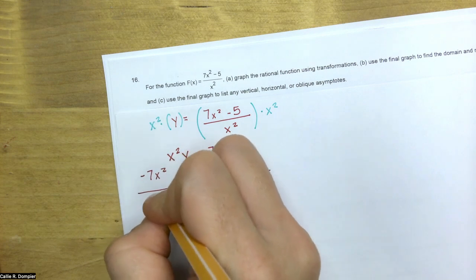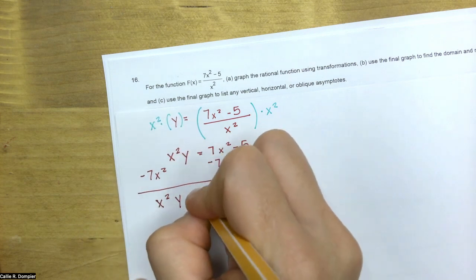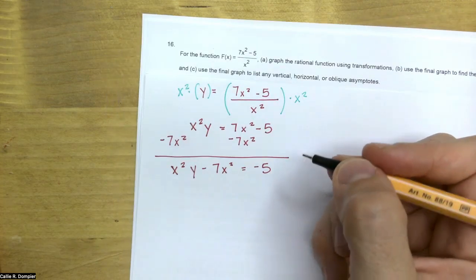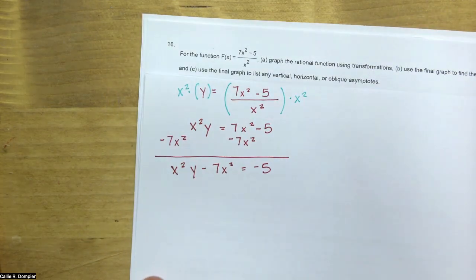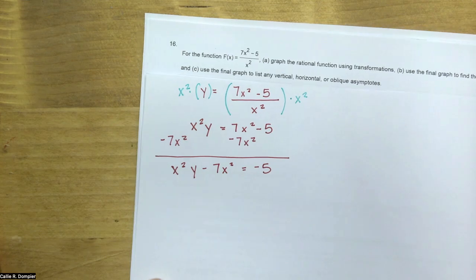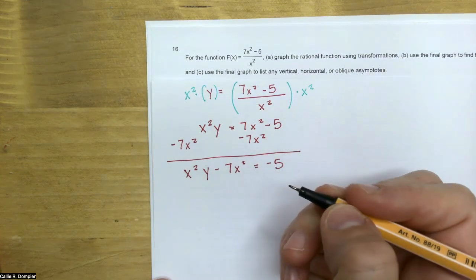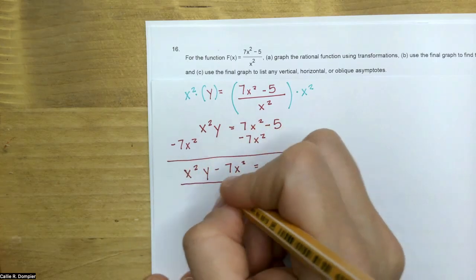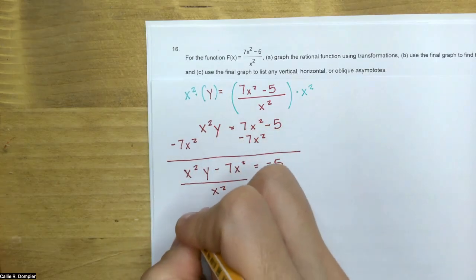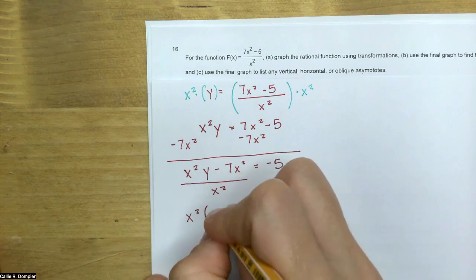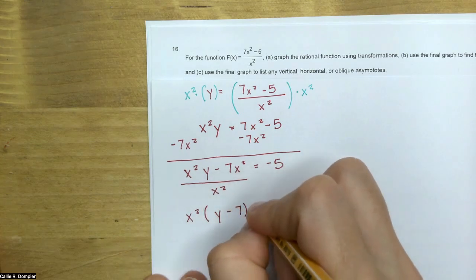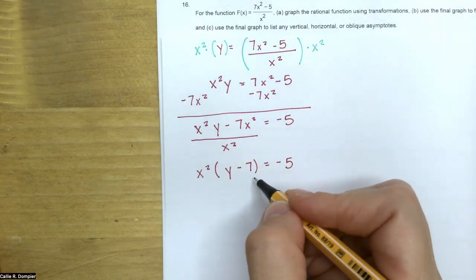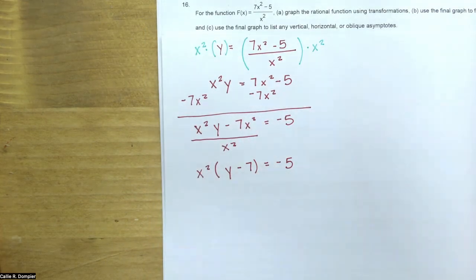So now we've got x squared y minus 7x squared equals negative 5. Good. I'm going to factor out the x squared. And that becomes x squared times (y minus 7) equals negative 5. The x squared is being multiplied by y minus 7, so I'm going to divide it by y minus 7.